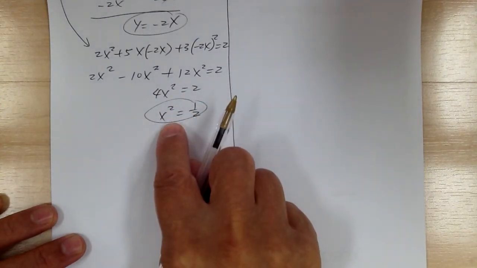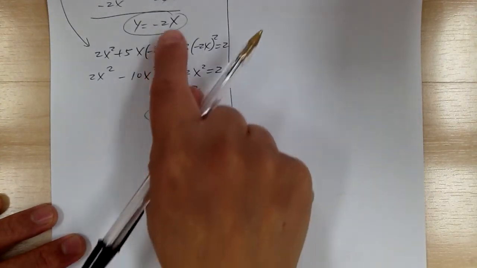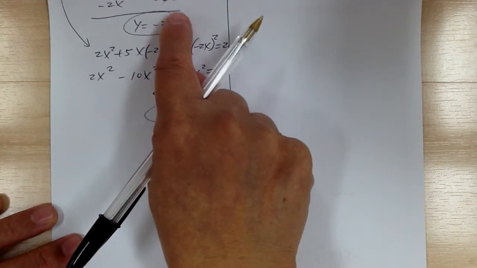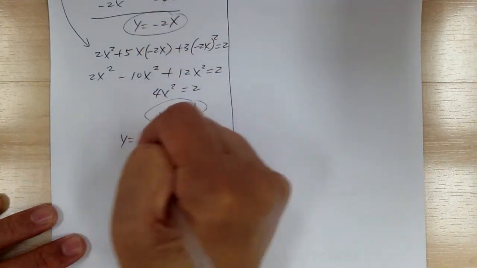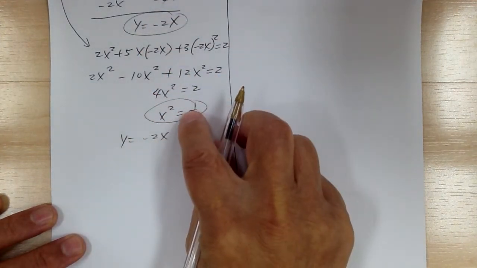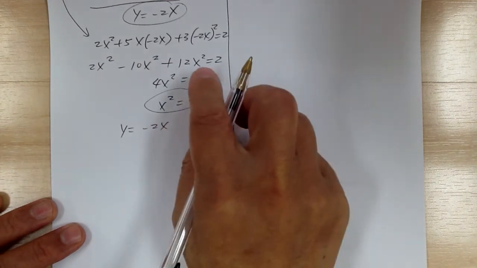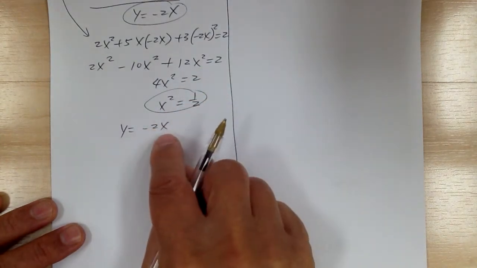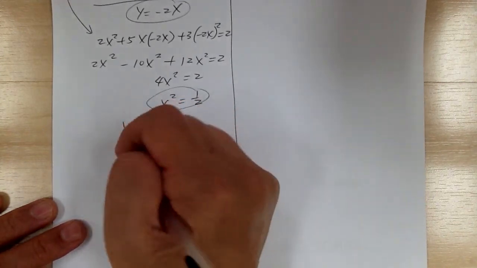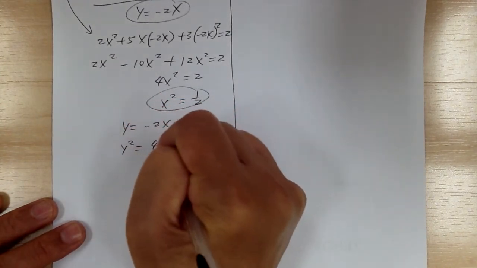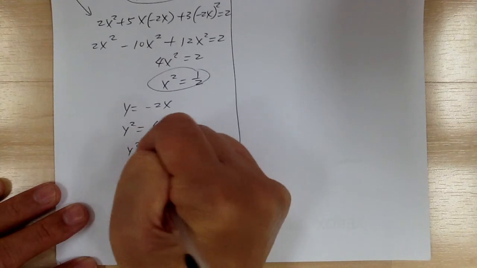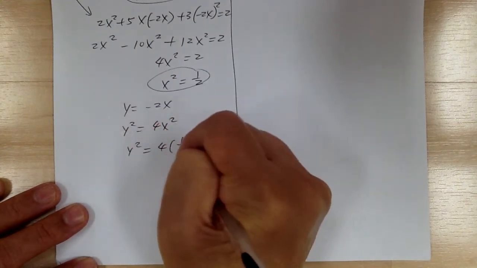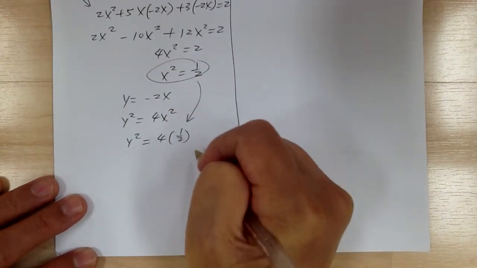Now, once I find x squared, I can come over here and get this. Okay, so y equal to negative 2x. Now, instead of solving for x, since we're looking for x squared and y squared, right? So don't solve for x and y individually. Okay, so you can just go and square both sides. So y squared equal to 4x squared. So y squared equal to 4 times 1/2. Right, that's this one over here.